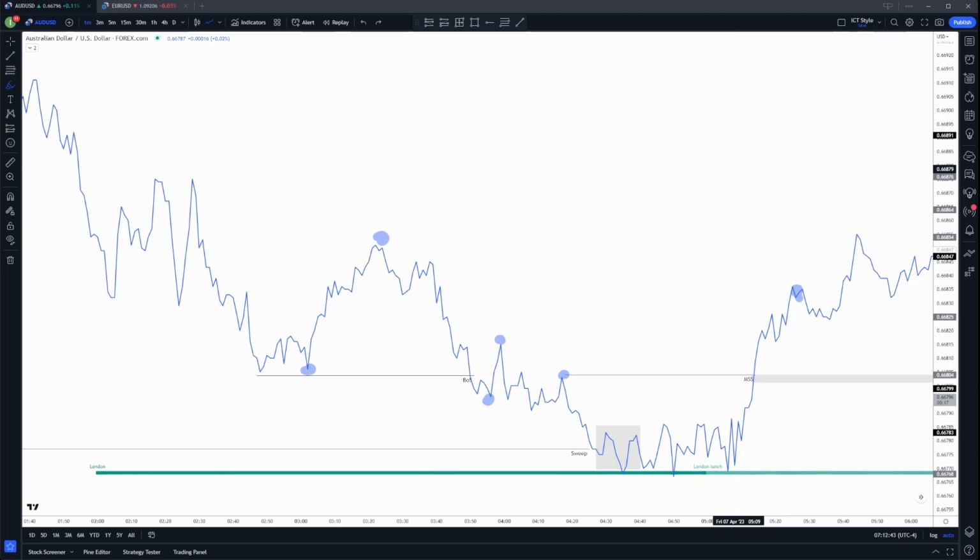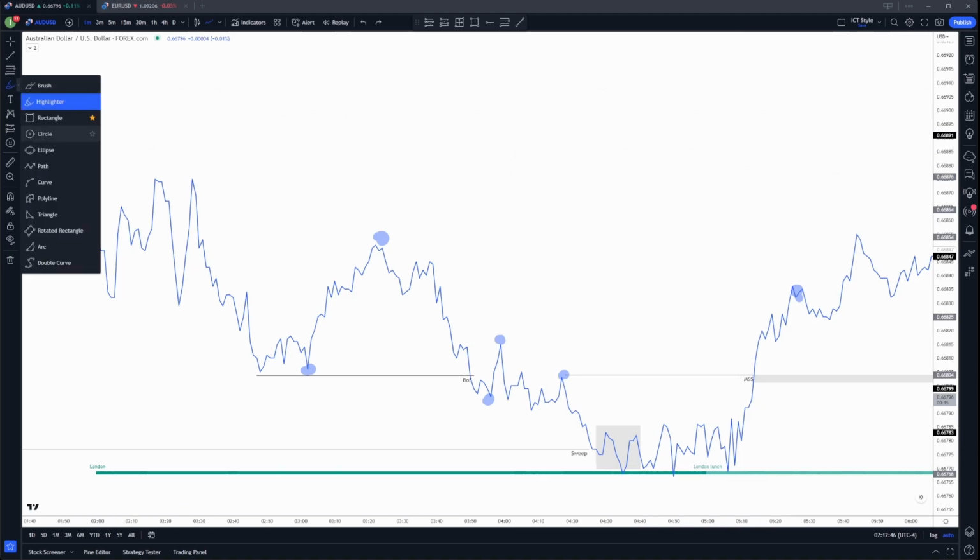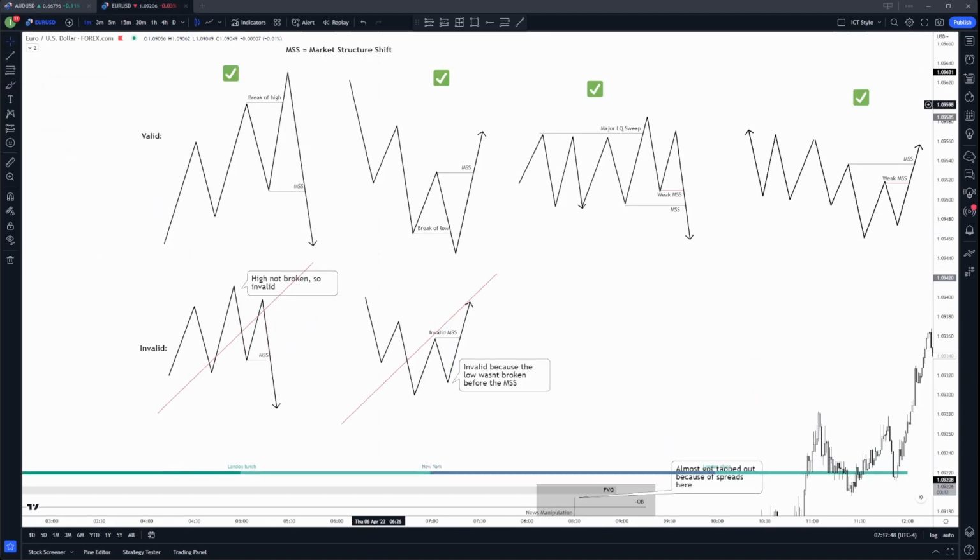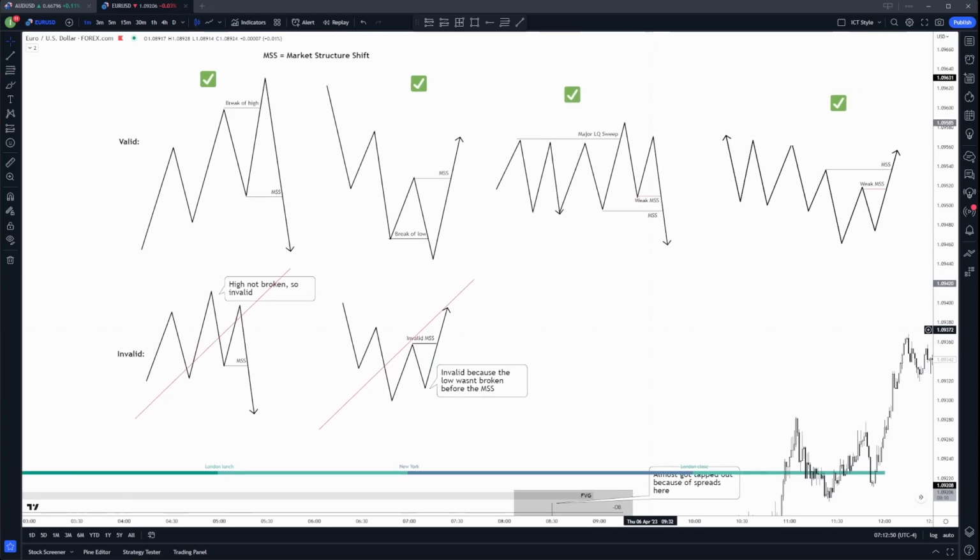Now you made it to the end of the video. I'm going to give you a nice little reward. I actually created this map right here. This map shows you what valid market structure shifts are, what invalid market structure shifts are. Feel free to take a screenshot of this and save it somewhere. It's going to be really important. It's going to really help you take strong setups and weak setups. So just to remind you, a valid market structure shift breaks the previous high and then actually violates that low.